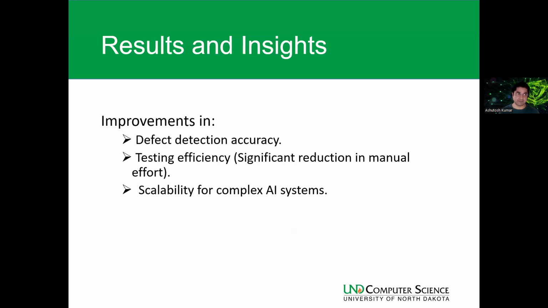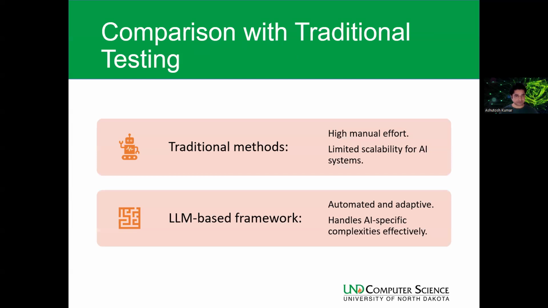Results and insights. Improvement in defect detection accuracy is a primary result we found. The results highlight the framework's significant improvement in accuracy and efficiency. Many other papers that I was talking about have already recorded that through these LLMs we can achieve a 50% improvement in accuracy. Manual effort was reduced significantly, and the framework demonstrated scalability, making it suitable for complex AI systems.